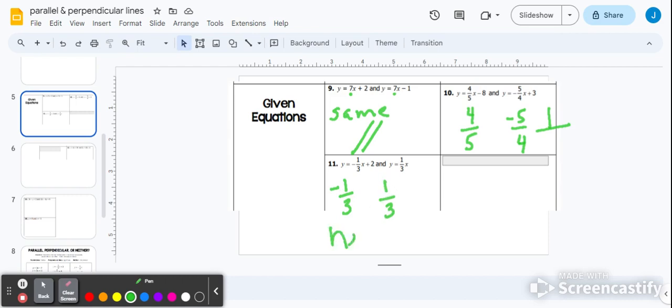This is neither. So don't rush. Make sure you're looking at these. So there's an example of each one. Exactly the same, parallel, opposite reciprocals, perpendicular, and in this case, it's neither.